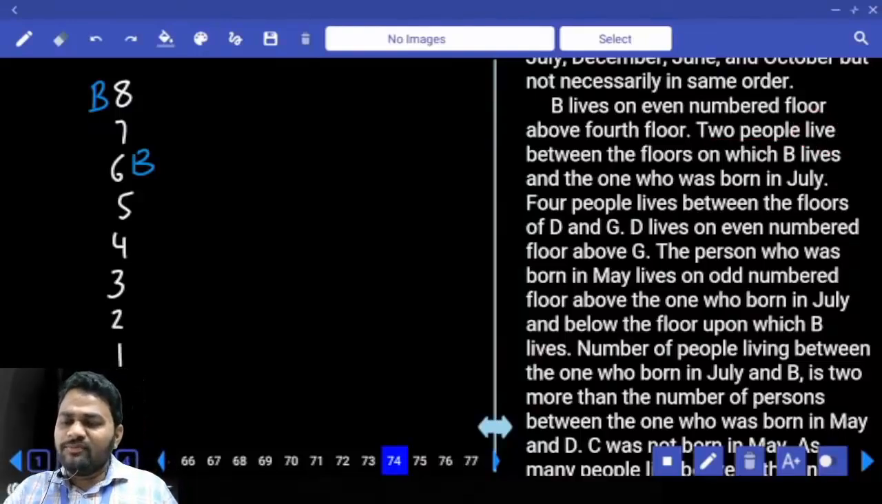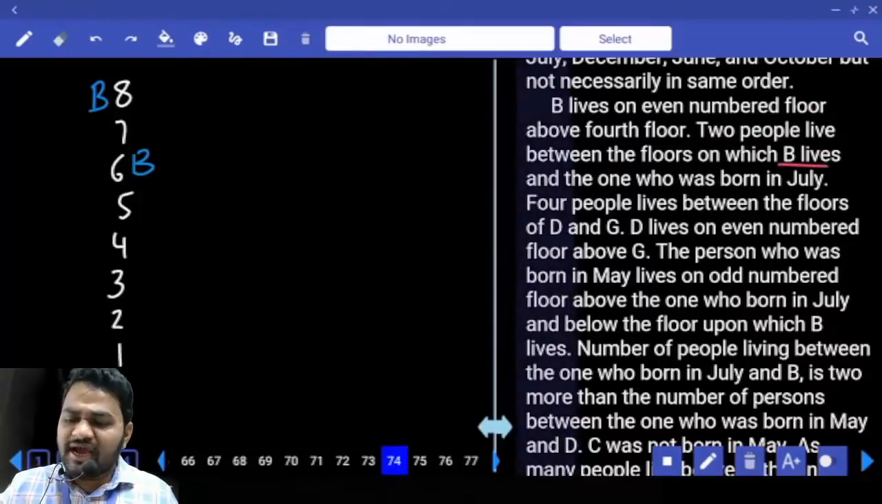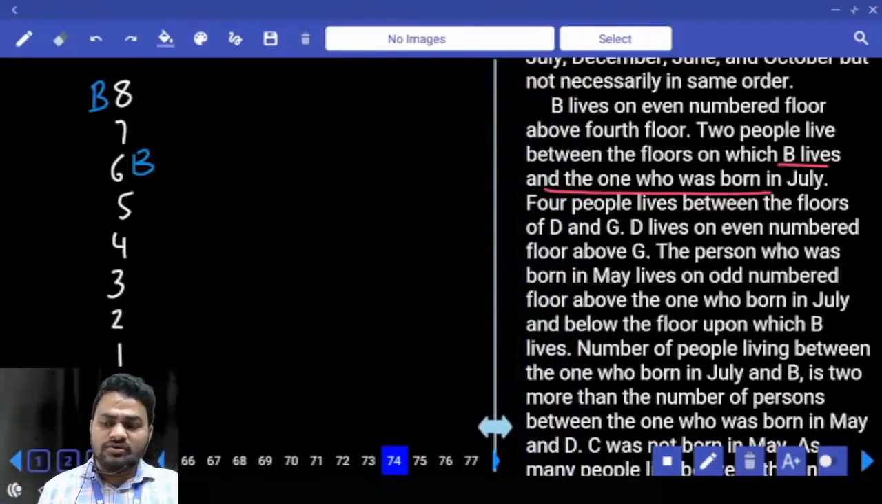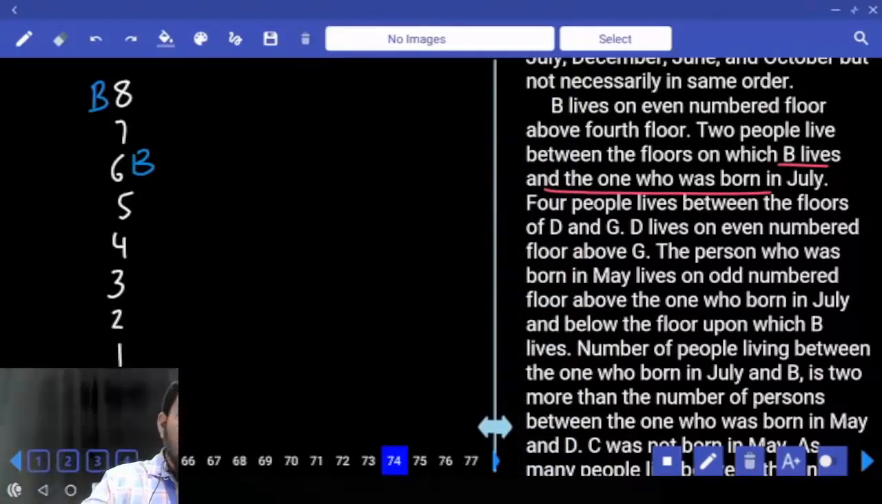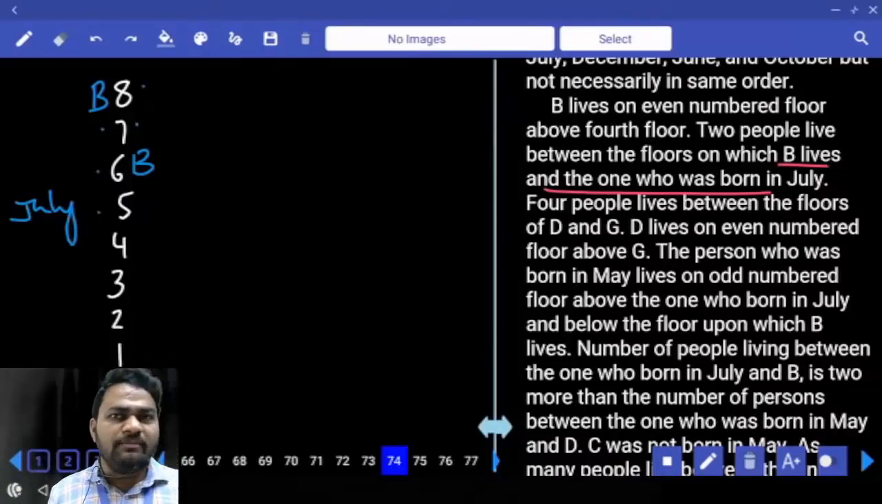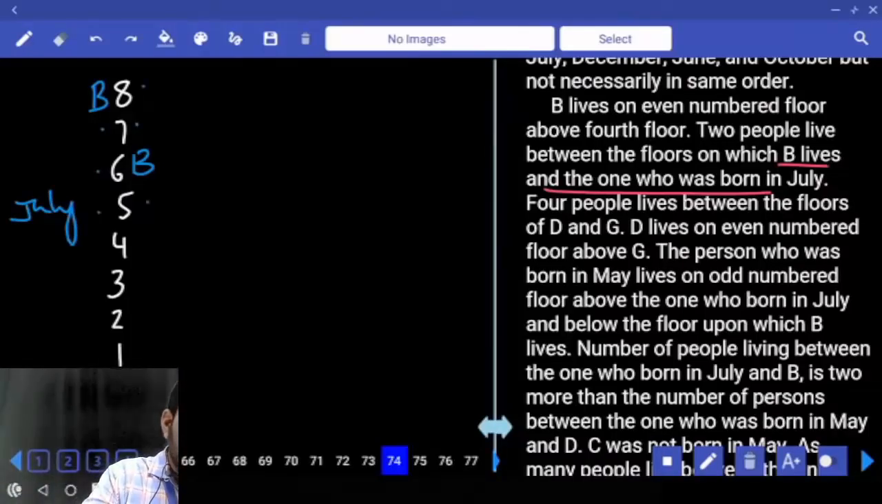2 people live between the floors of B and the one who was born in July. So there are 2 floors between B and July. Left side possibility: 1, 2, maybe July is here. Next, 1, 2, but we don't have any place for July. So it is the place for July.